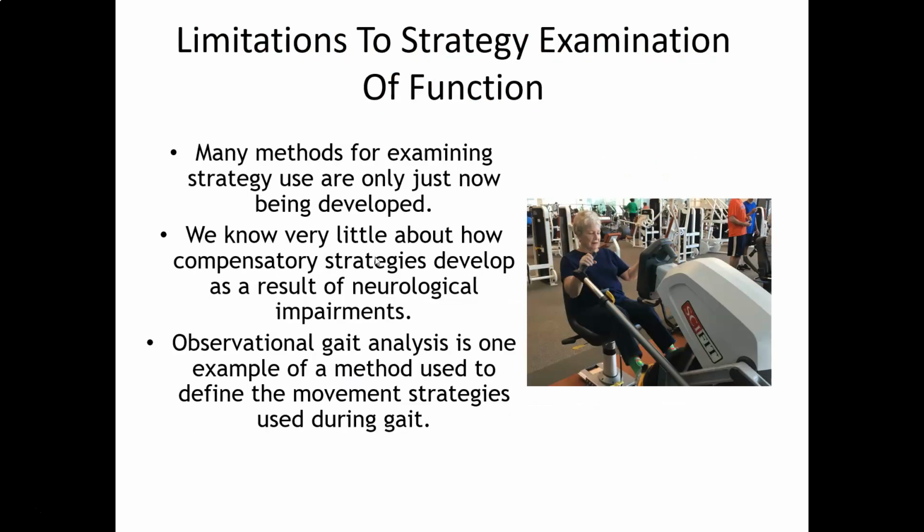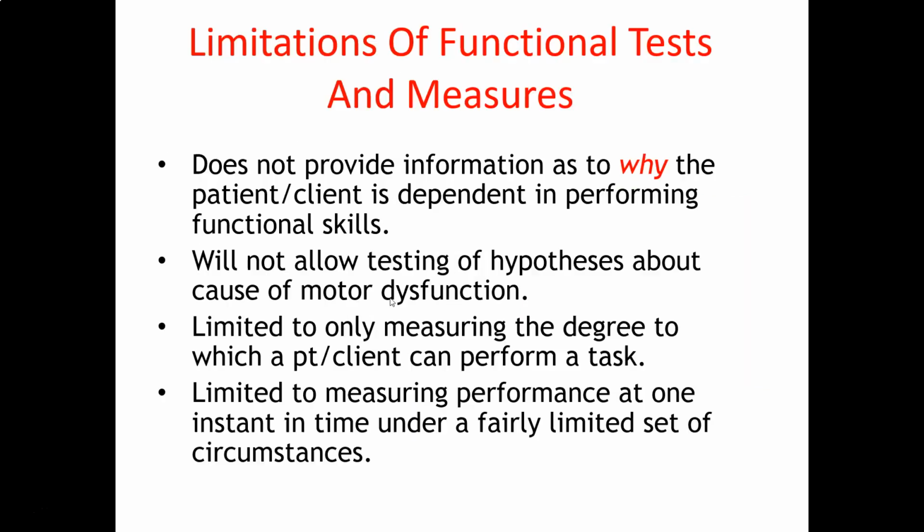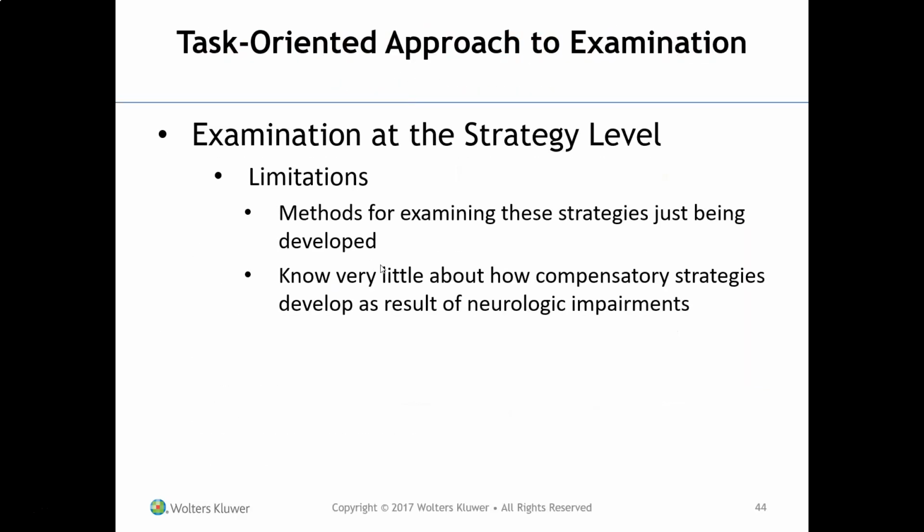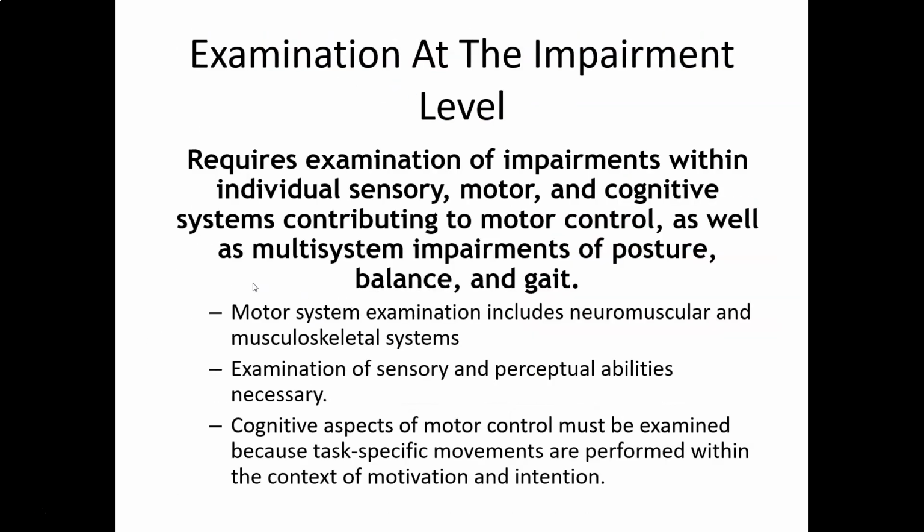So limitations to strategy examination of function. Many methods for examining strategy use are only just now being developed. We know very little about how the compensatory strategies develop as a result of neurological impairments, and observational gait analysis is one example of a method used to define the movement strategies used during gait. So I kind of briefly touched on that here, but there's a little bit more detail.